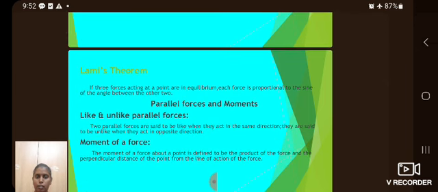Now we will see Lame's theorem. Lame's theorem is stated as: if three forces acting at a point are in equilibrium, then each force is proportional to the sine of the angle between the other two.